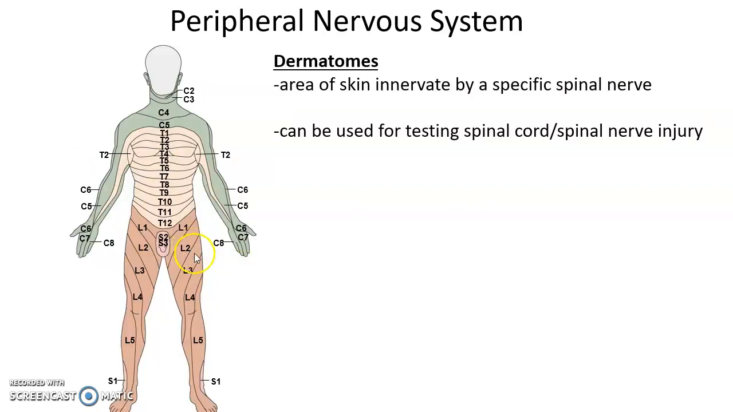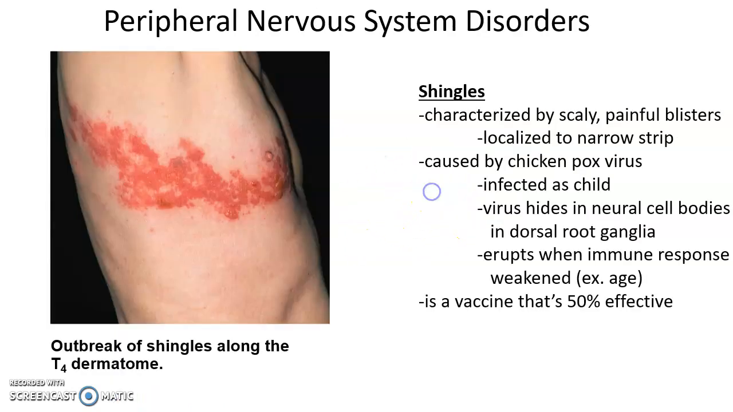Dermatomes. Dermatomes are different areas of the skin that are innervated by specific spinal nerves. These are helpful because the doctor can try stroking or touching these different parts of the skin, and if the person does not feel anything, it's numb, then that means that the doctor can get an idea of which spinal nerve or part of the spinal cord might be damaged.